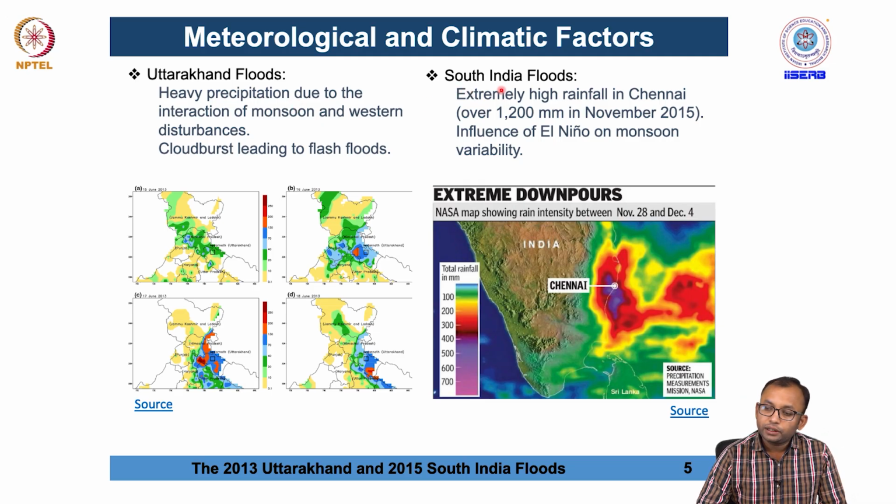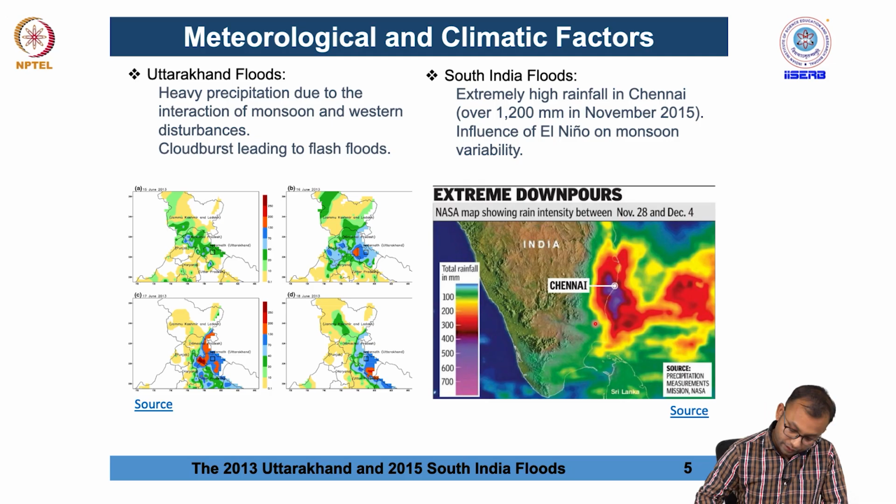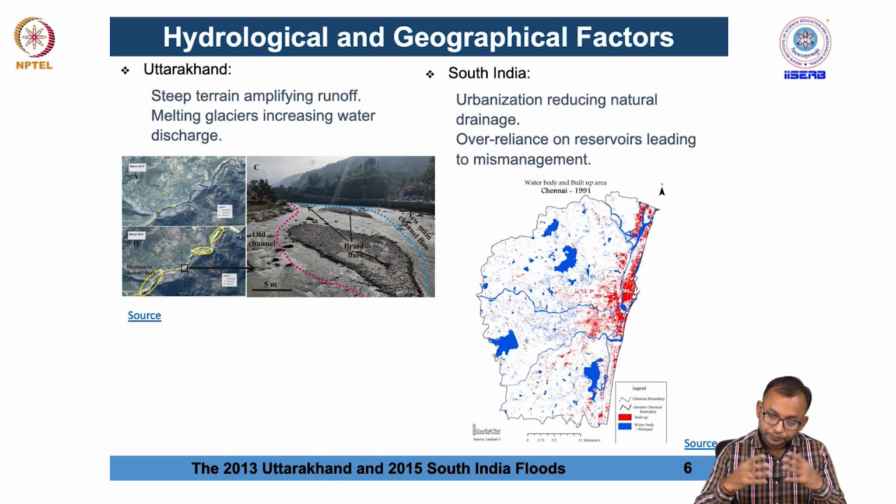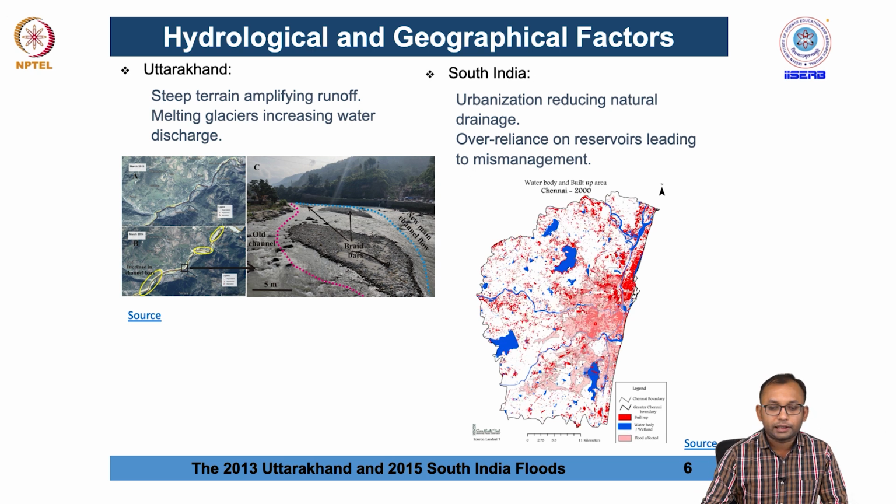On the other hand, the South Indian floods were primarily caused by extremely high rainfall in Chennai and neighboring regions. Over 1200 mm was recorded in November 2015, primarily influenced by El Nino and monsoon variability, and therefore very intense rainfall events were recorded. Because the reservoir levels were completely filled, we observed a very significant impact from these different flooding events.